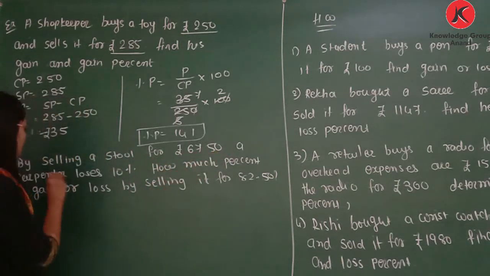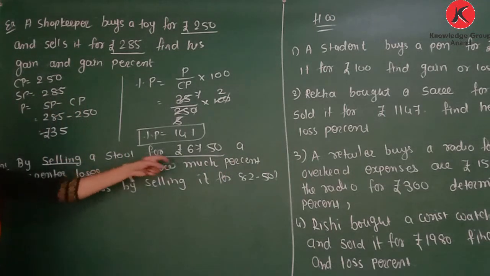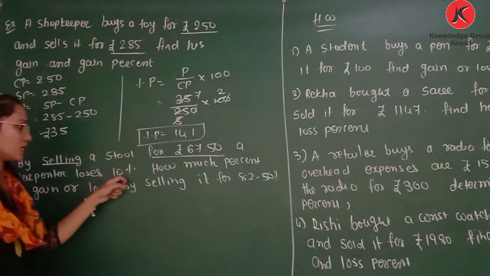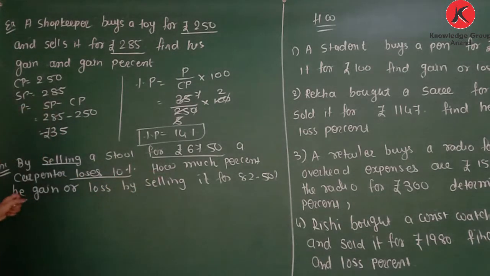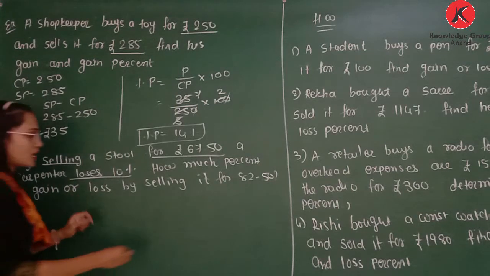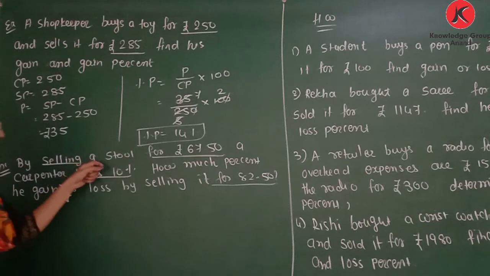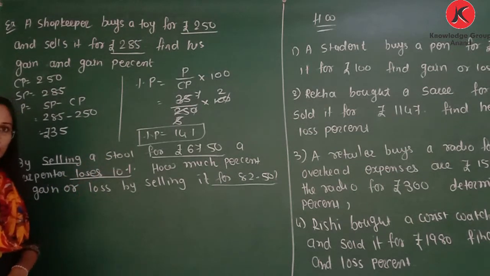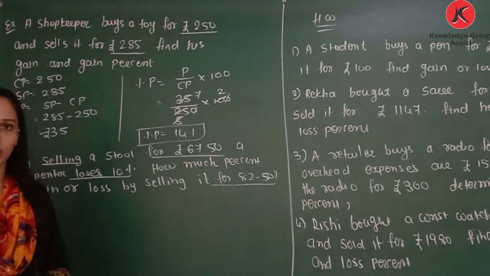Now next one. By selling a stool for ₹67.50, so 67.50 is the selling price, a carpenter has a loss of 10%. How much percent does he gain or lose by selling it at 82.50? So first we need to find the cost price. Why? Because selling price is given. This is the same as we solved for a discount when the marked price is not given.